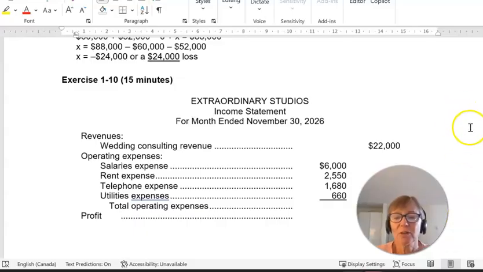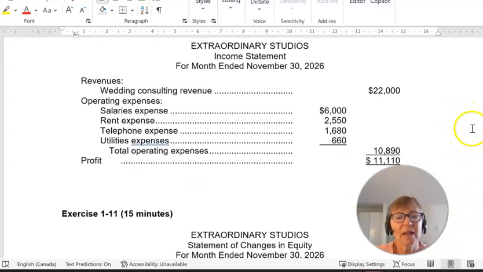So here's the solution. Okay, so we have an income statement, we have revenue, and we've listed wedding consulting revenue. Operating expenses, we've listed the salary, the rent, the telephone, the utilities, and then we've totaled them. And then we have revenue minus the total expenses gives us the profit of $11,110. And that does match our check figure.